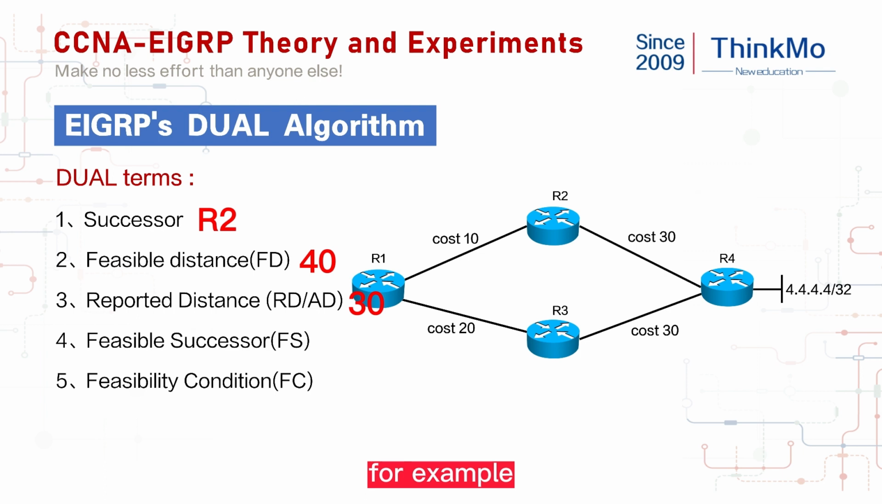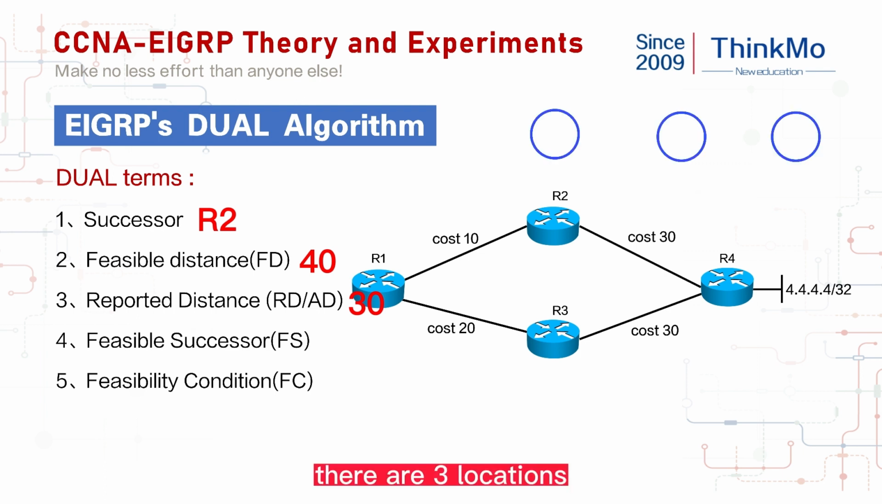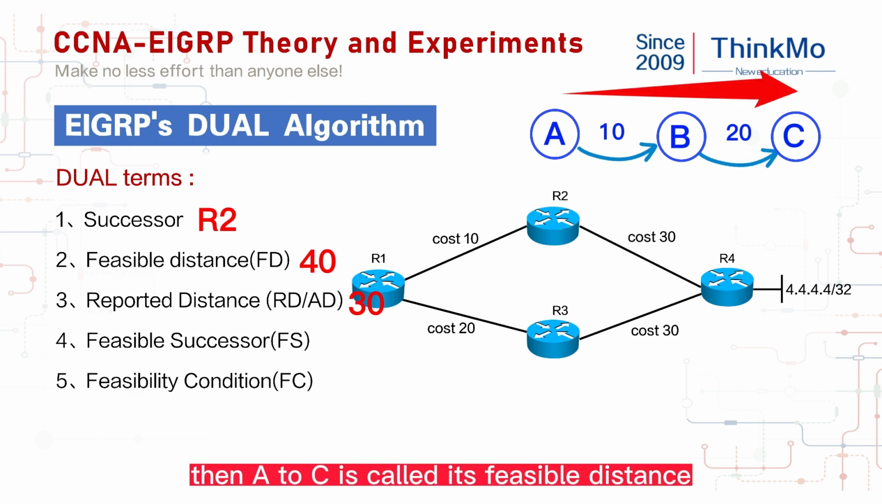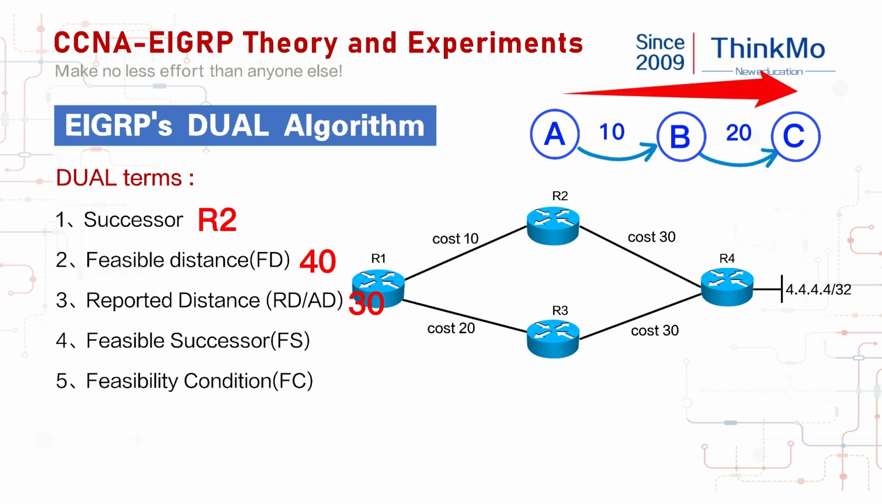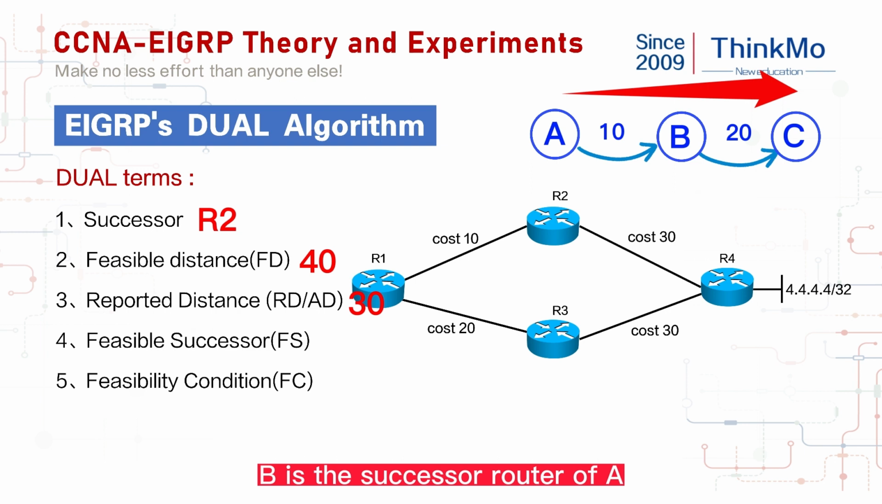For example, there are 3 locations. Suppose this is A, this is B, this is C. It means A to B is 10 meters, B to C is 20 meters. Then A to C is called its feasible distance. B is the successor router of A. The feasible distance from B to C is called the advertised distance of A.